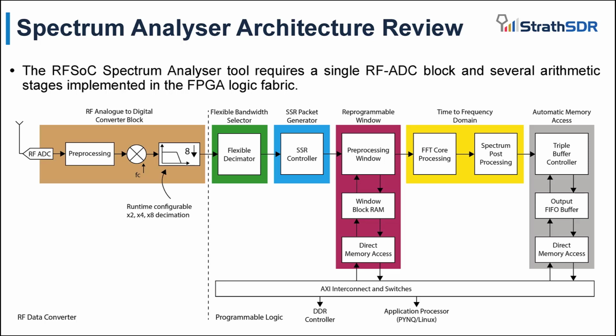Spectrum post-processing is also implemented in the FPGA logic fabric. In particular, floating point arithmetic is deployed to obtain accurate frequency measurements. Finally, a triple buffer technique is used to write the output frequency domain frames to external memory. The processing system can access external memory and obtain these frames as required.